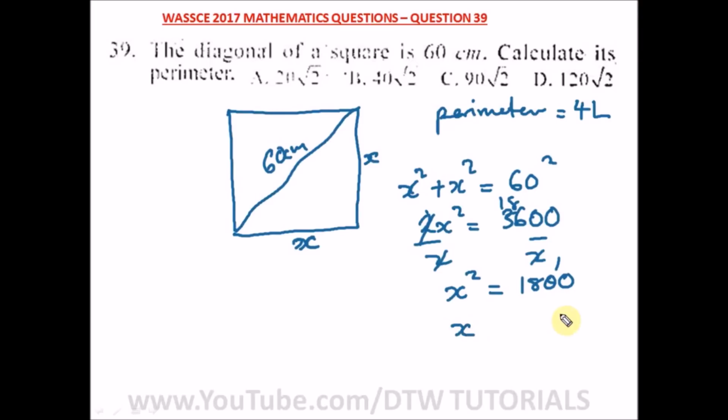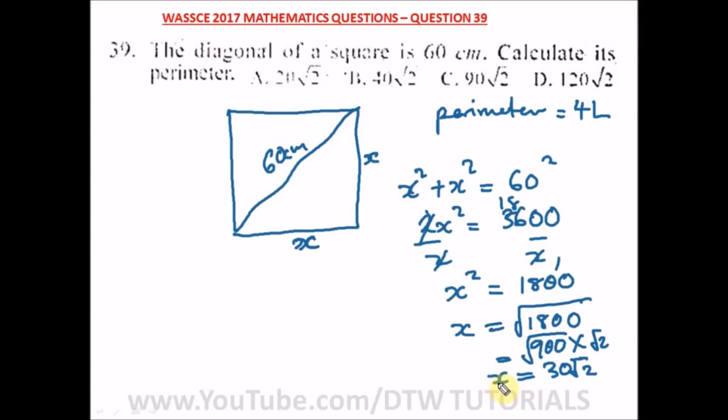Okay, so from here, x will be the square root of 1800. From here, we can break down the square root of 1800 as the square root of 900 times the square root of 2. And what is the square root of 900? The square root of 900 is 30. So we have 30 root 2 as the value of x.